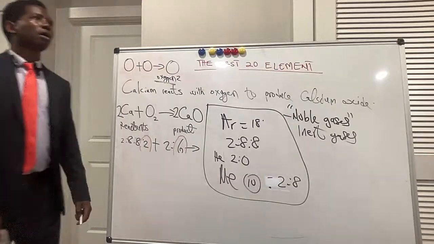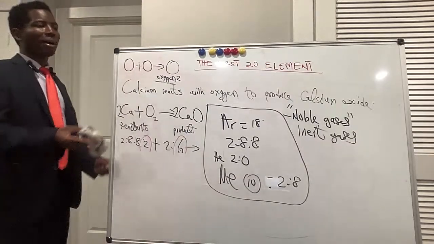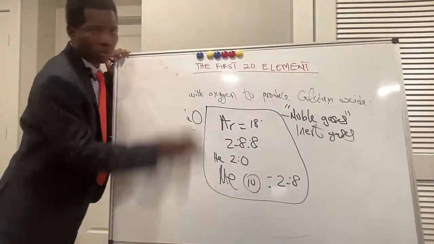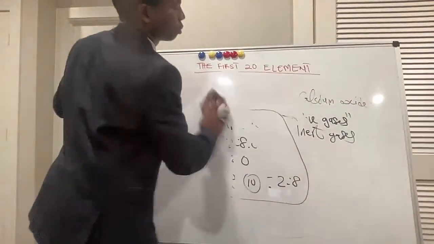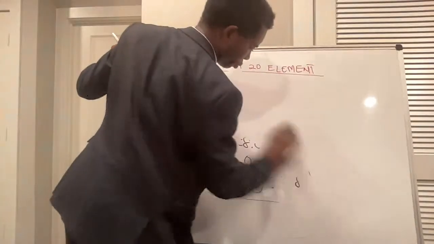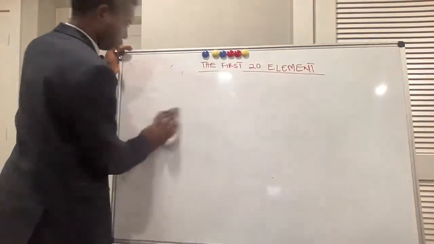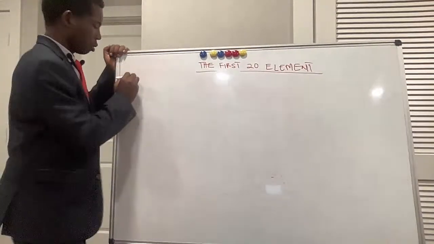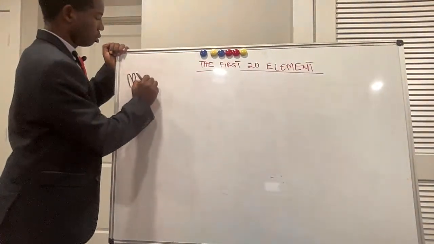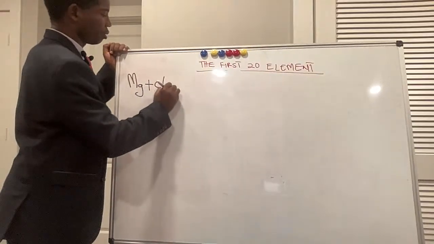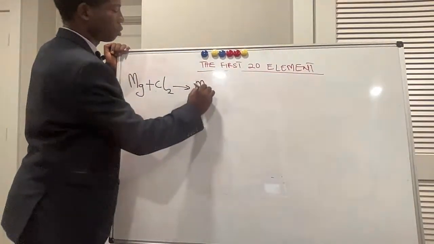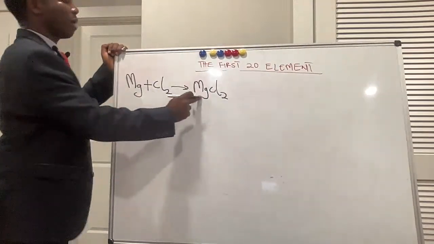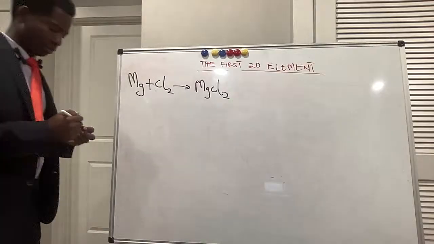When magnesium reacts with chlorine, what type of bond is that? When magnesium reacts with chlorine, it's going to give what? Magnesium chloride. When magnesium reacts with chlorine, it's going to give magnesium chloride.